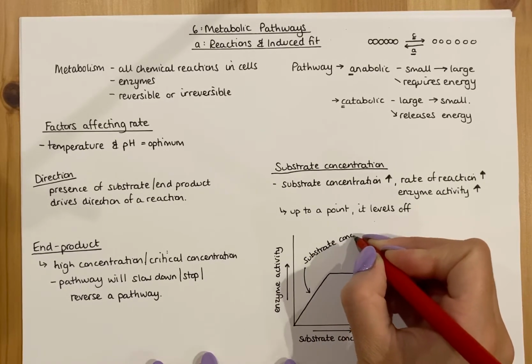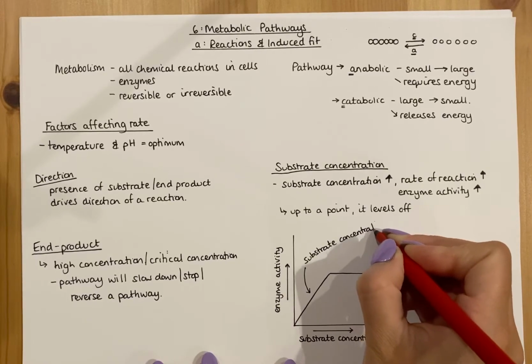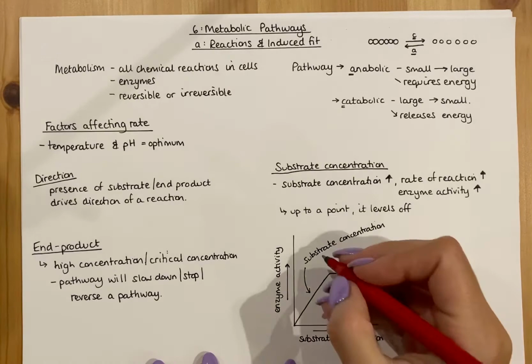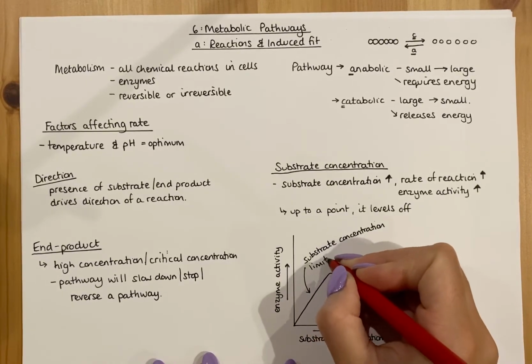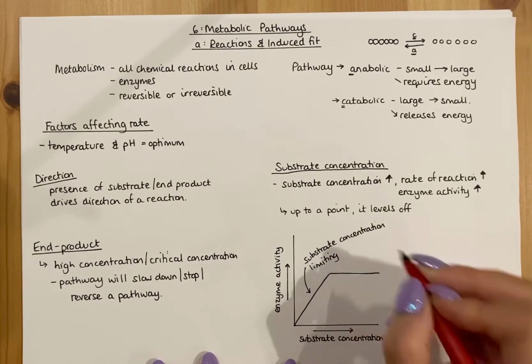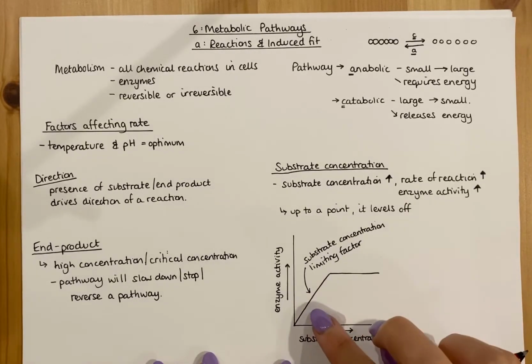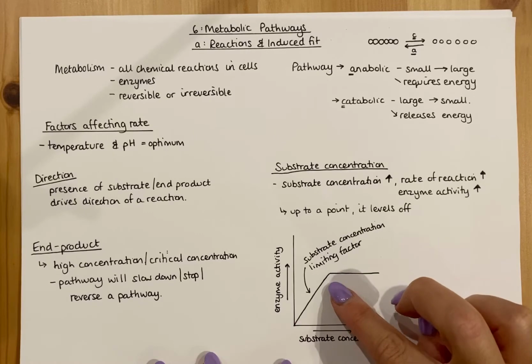So here in the graph, the substrate concentration is not high enough. And that's why as you increase it further, then the enzyme becomes more active. So that means that the substrate concentration is limiting, and it is a limiting factor. But the more you give it, the faster that enzyme, or the more active that enzyme becomes.